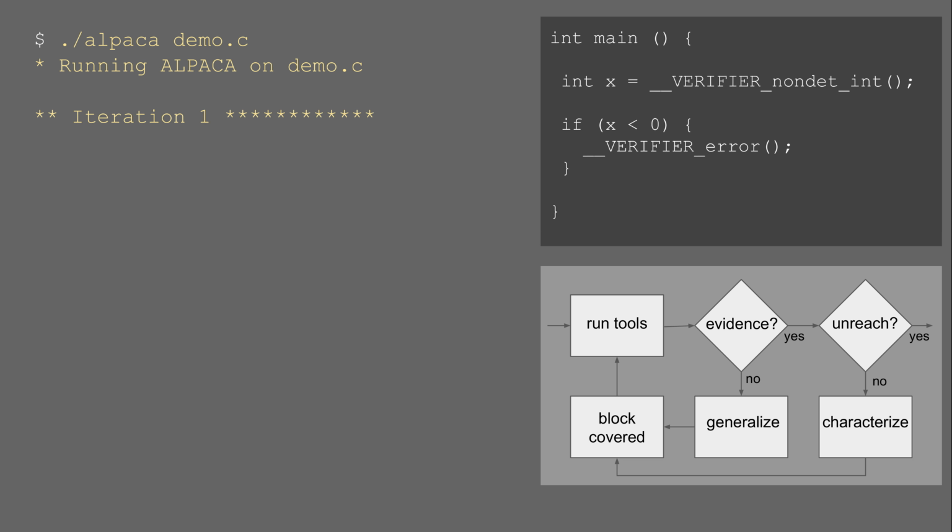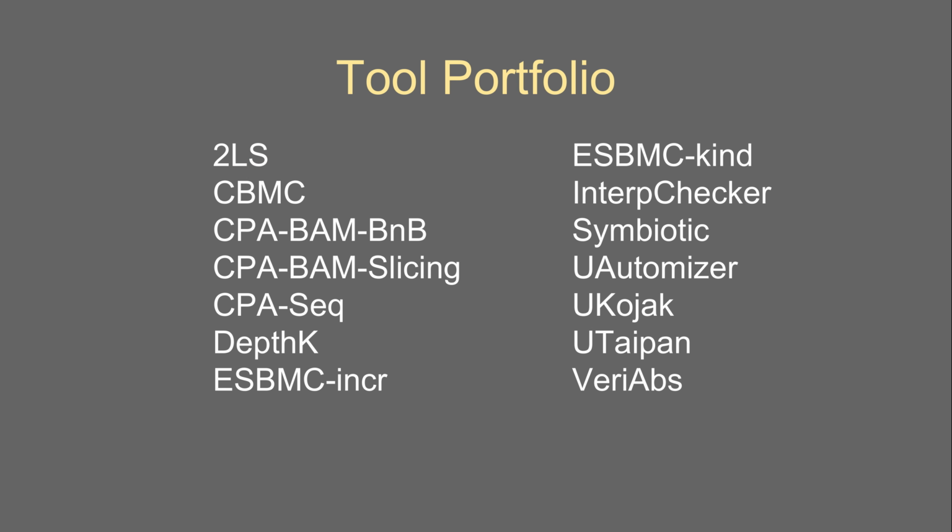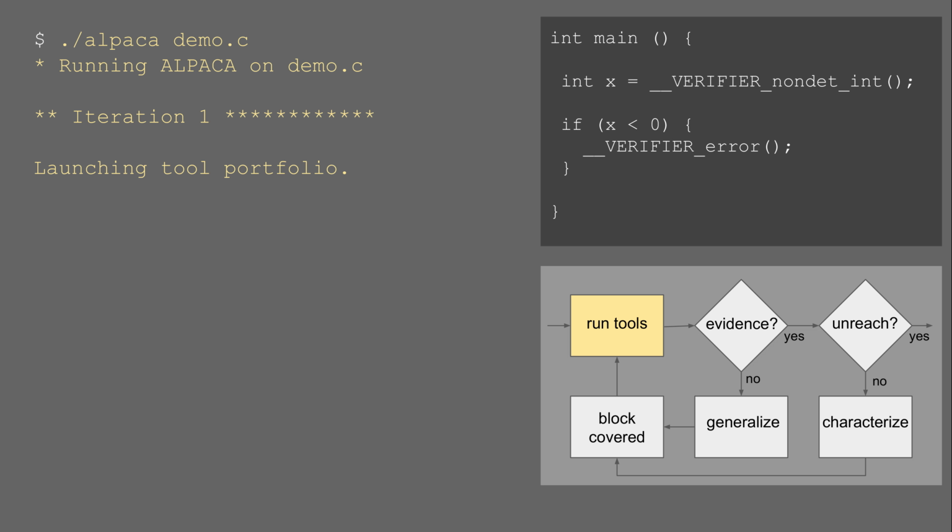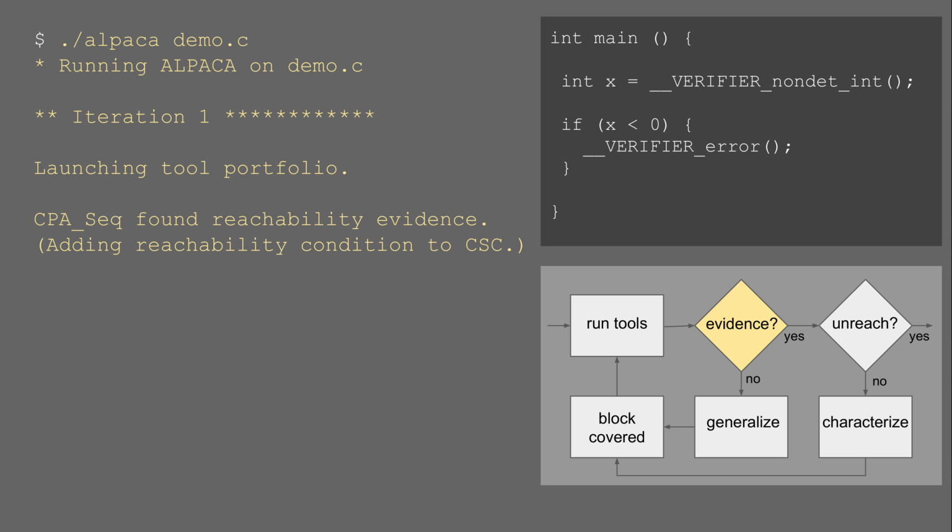Each iteration begins by running a portfolio of tools in search of a path to the verifier error statement. The tool portfolio contains 14 state-of-the-art verification tools, some employing may analyses, some employing must analyses. ALPACA checks if any of the tools found evidence confirming or denying the reachability of the error statement. CPA-SEC finds evidence for a reachable path. The evidence given by CPA-SEC is used to perform a directed symbolic execution that logically characterizes this path, namely, when x takes on a value less than 0.